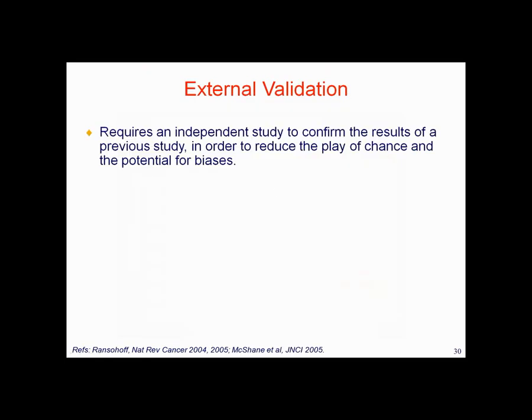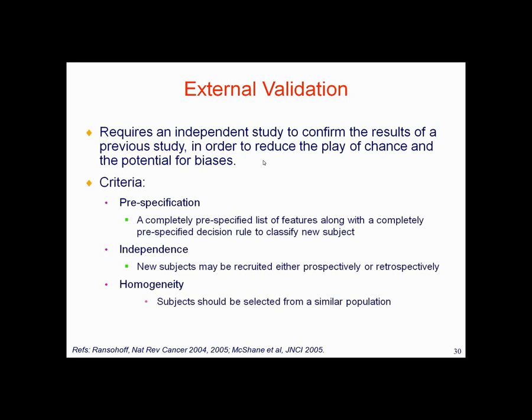Now, as I said, external validation is important, and perhaps this was one of the things which Petricoin's group didn't look into too carefully. External validation means that an independent study is needed to confirm the results of a previous study in order to reduce the play of chance and the potential for biases. Well, what are the criteria for external validation?